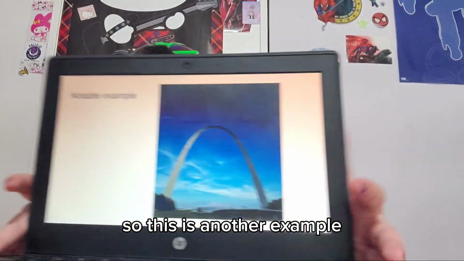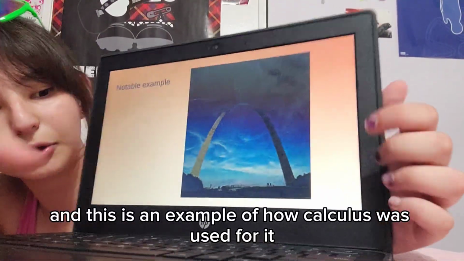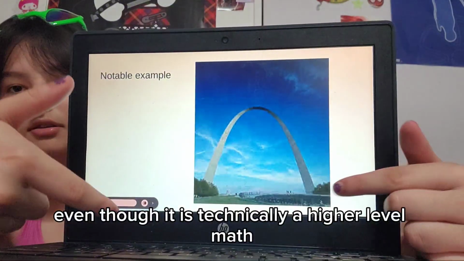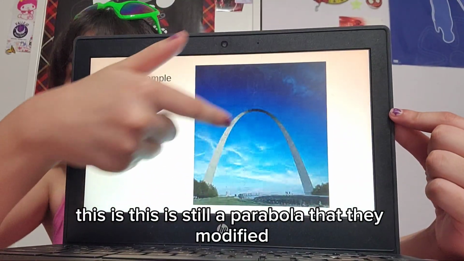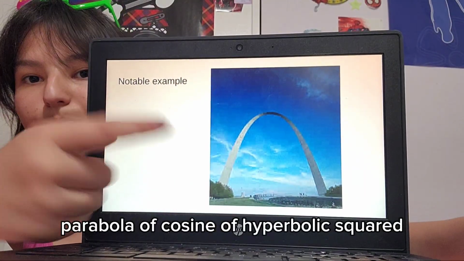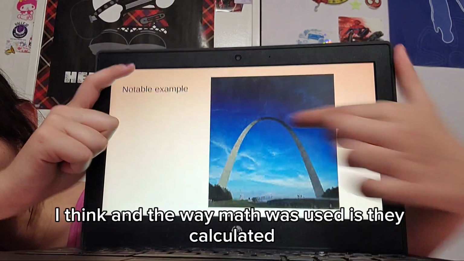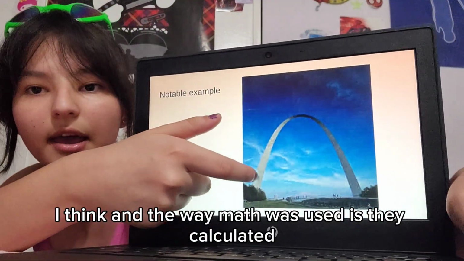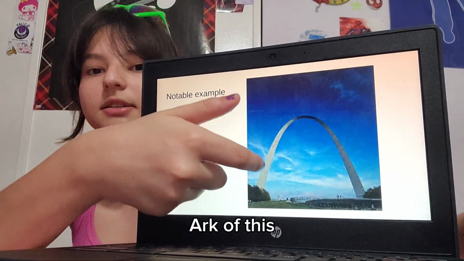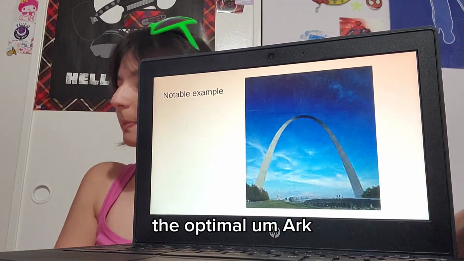So this is a notable example. This is the St. Louis Arch, and this is an example of how calculus was used for it. Even though it is technically higher level math, this is still a parabola that they modified. I think it's a parabola of cosine of hyperbole squared, plus 6,200 feet up in the air, I think. And the way math was used is they calculated not the slope but the arc of this, and they were able to find the optimal materials for it, the optimal arc.